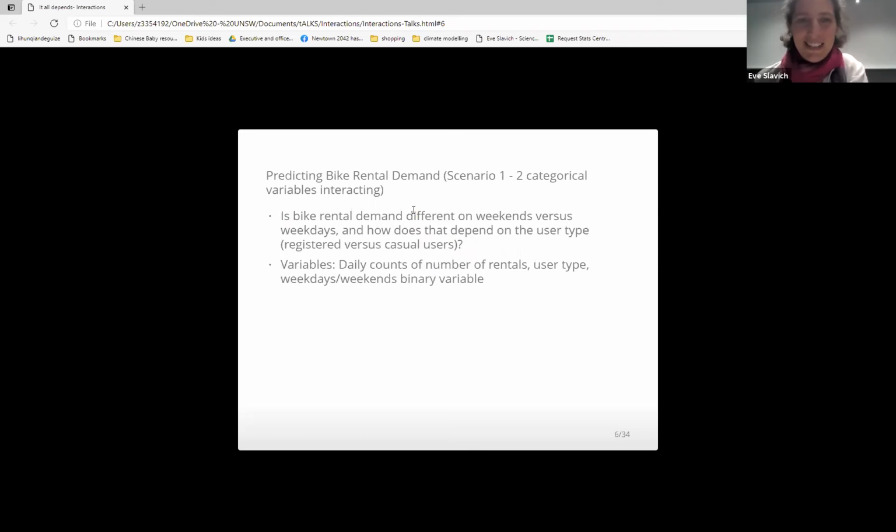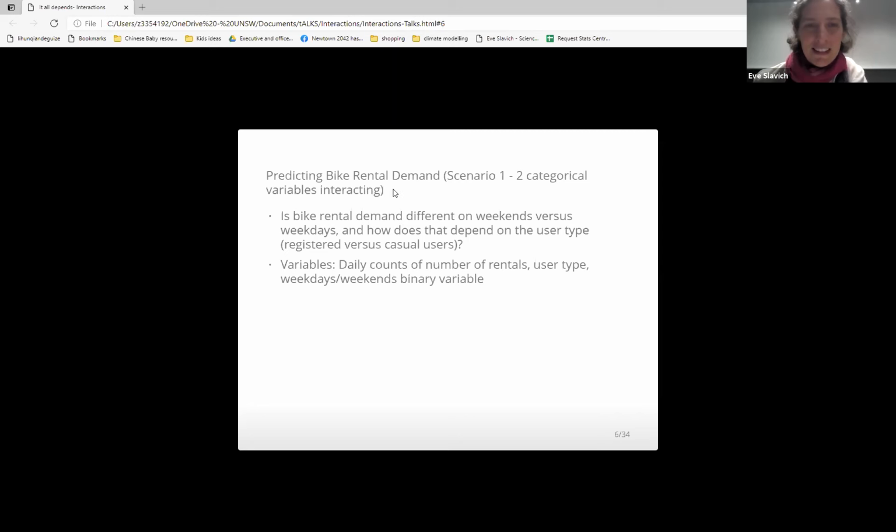So my second example is similar to that one in that it's two categorical variables interacting. And I use this bike rental demand data set for the rest of the talk. That's why all the songs were bike related, which someone did notice. So good pickup.